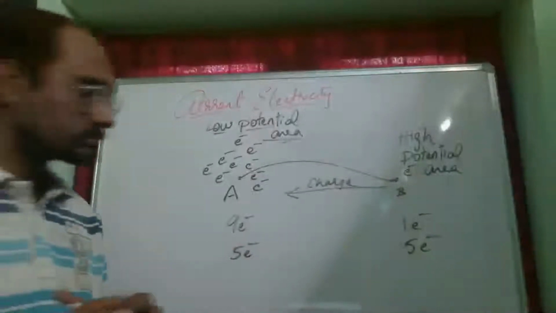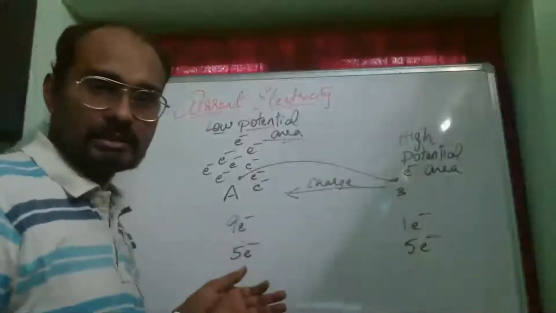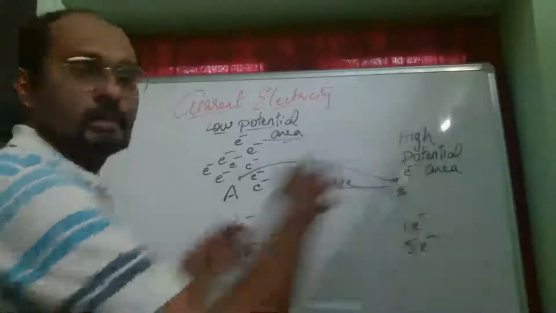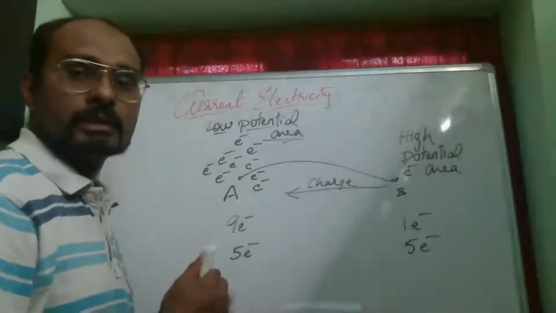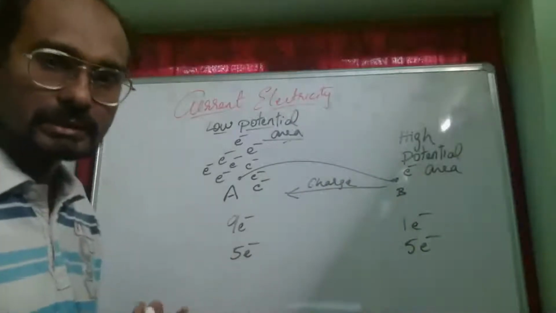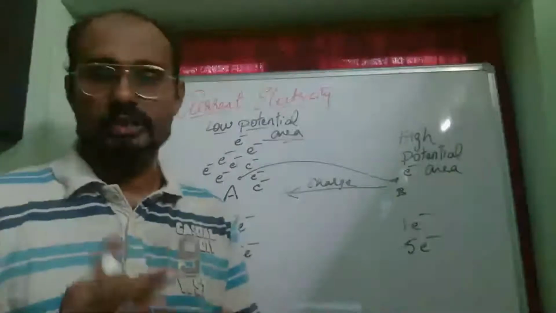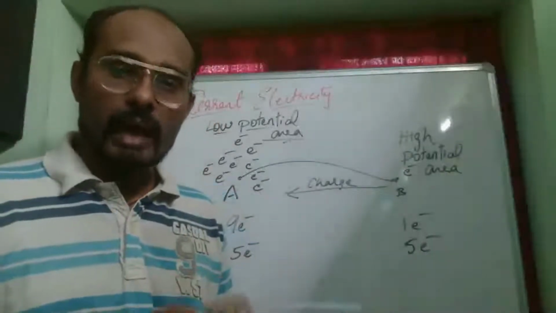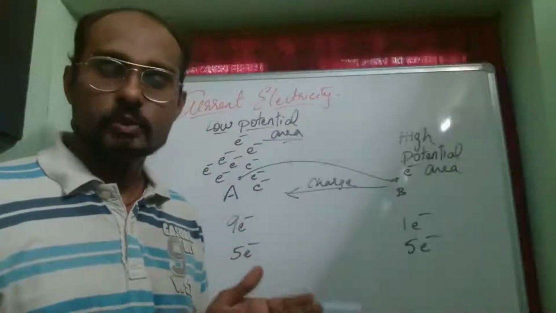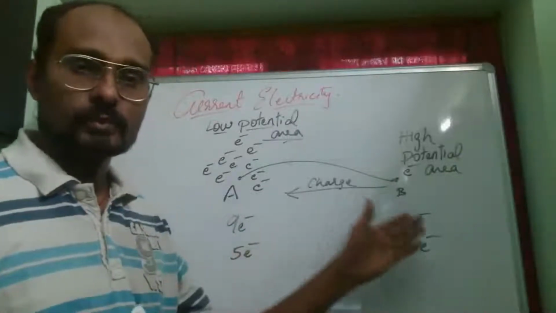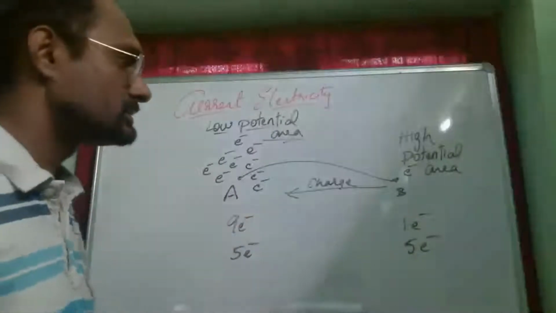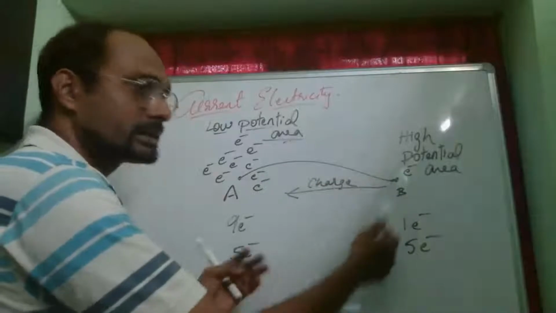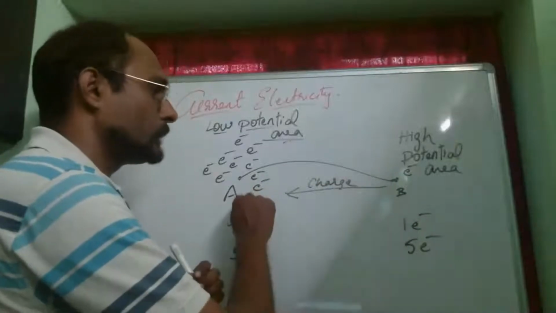Now, for this charge to travel, what should be there? There should be a difference in their electrical potentials. That difference in the electrical potential is called potential difference in simple terms, and it is defined as the amount of work done in moving a unit charge from one point to another point. See, this is a point, and from this point, this charge is traveling. In this case, charge is traveling from B to A.